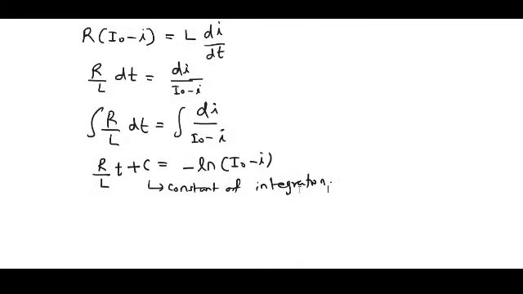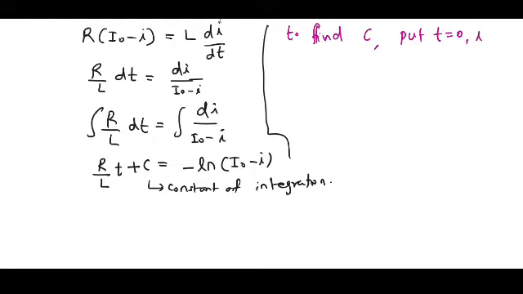Now we have to find the value of c. To find the constant of integration, we apply the initial condition. We always apply the initial conditions to find out the constant of integration. That is, at time t is equal to 0, no current is flowing through the circuit, therefore I is equal to 0.